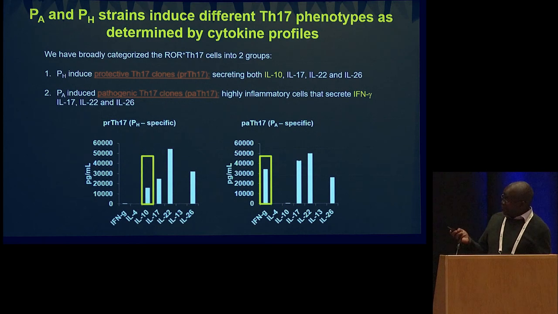So I've broadly classified these clones into two. What I refer to as the protective Th17. So what you're going to see here, PR Th17s. So in short, these clones are secreting IL-17, IL-22, IL-26, and IL-10, whereas the ones that are classified as pathogenic are secreting interferon gamma in addition to Th17-associated molecules.